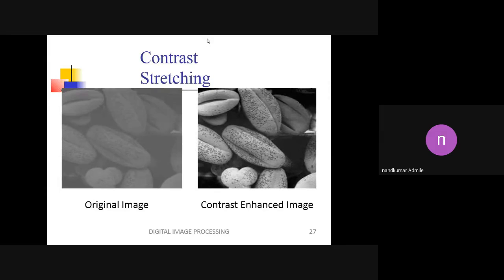Here we can take an example of contrast stretching. We take one original image, and on that original image we apply contrast stretching. Due to this, we can improve the quality of the input image. The original image is not able to be visualized properly, so in order to highlight the part, or to improve the brightness, we can apply this enhancement technique, that is contrast stretching. Due to this, we can observe the object clearly.